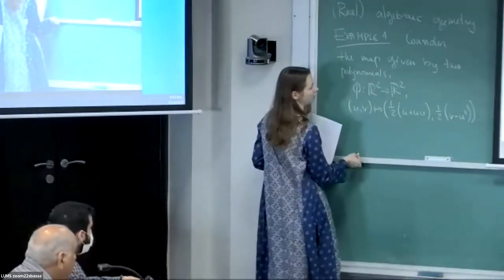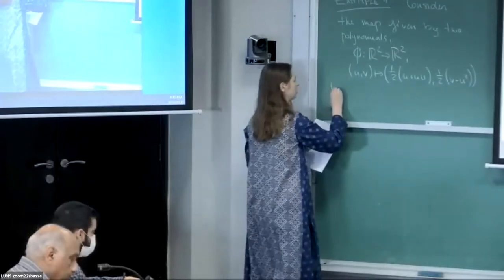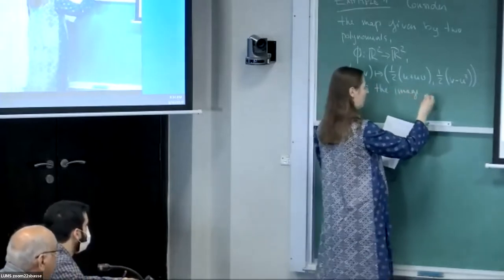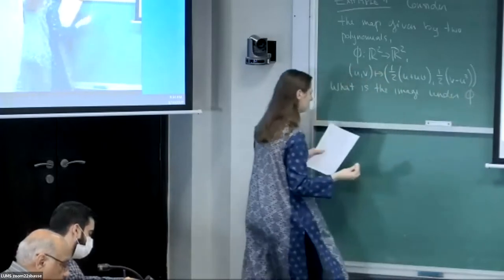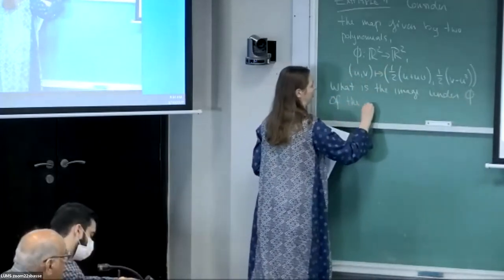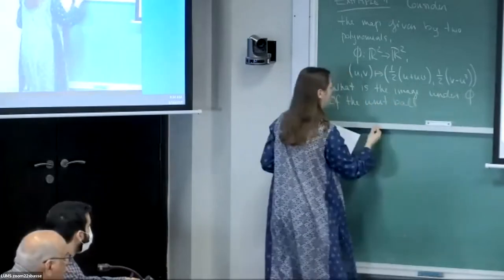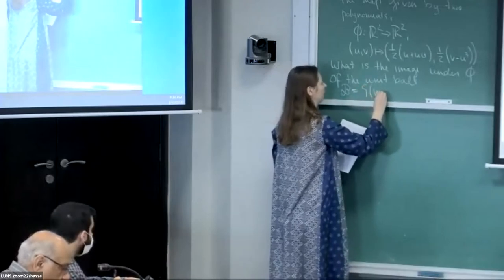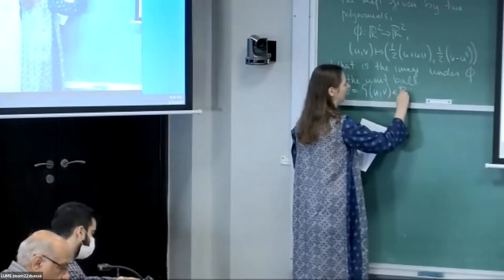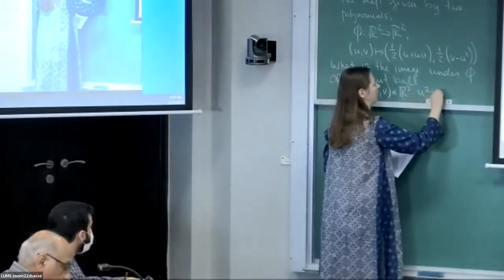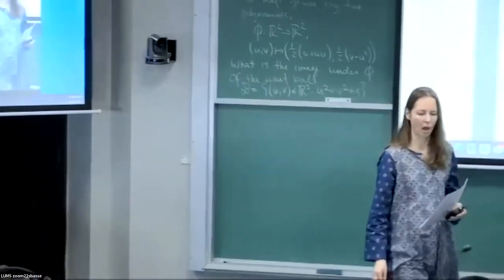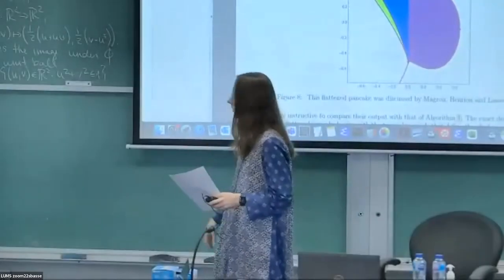Okay, and the question that I'm going to ask you is, what is the image under phi of the unit ball B, so the unit ball in R2, so all the elements (U, V) such that U squared plus V squared is less or equal than 1. I think the problem is clear to everyone. It's very easy to state, but how would you answer this?